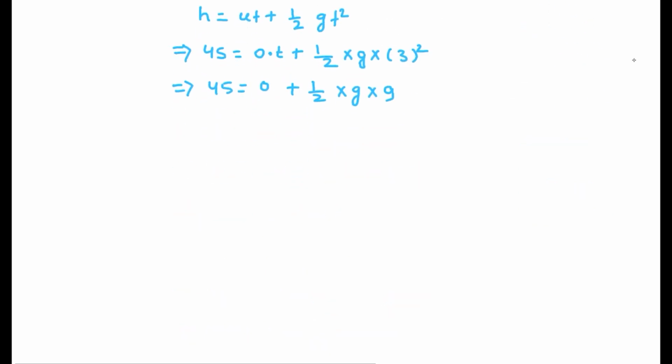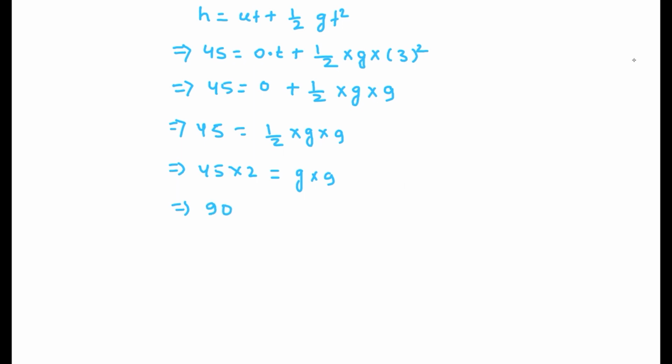So next step is 45 equal to half g into 9. So 45 into 2 equal to g into 9. 45 into 2, 90. Then next step, it is in multiplication.